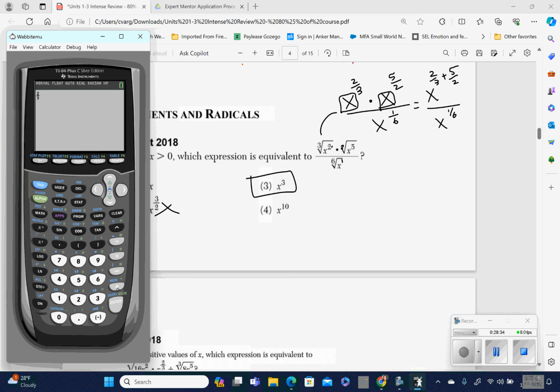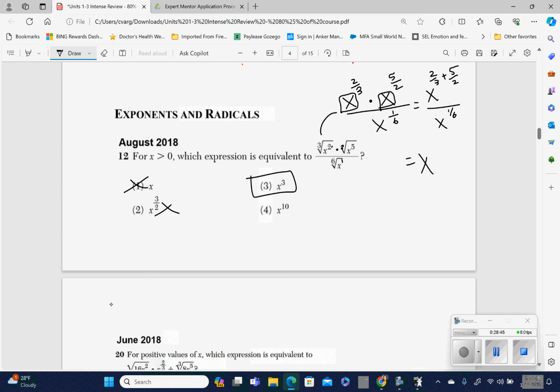And again, you should be doing this with me. Don't just watch me do it. And this is 5 over 2. And I'm going to hit enter, so I get 19 over 6. So this equals x to the 19 over 6 over x to the 1/6.